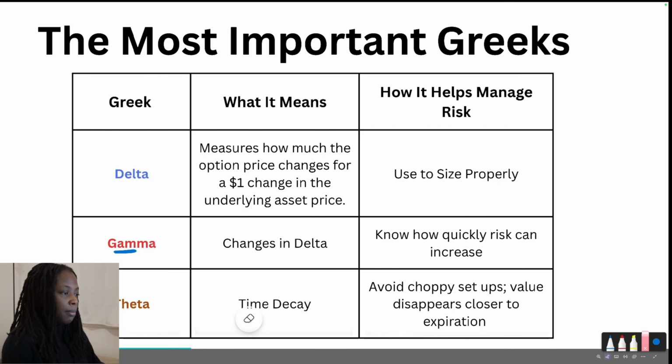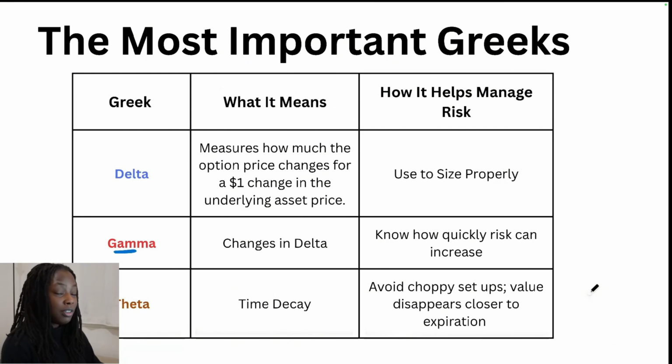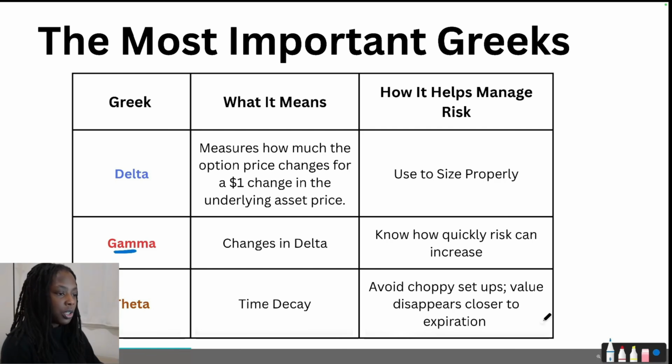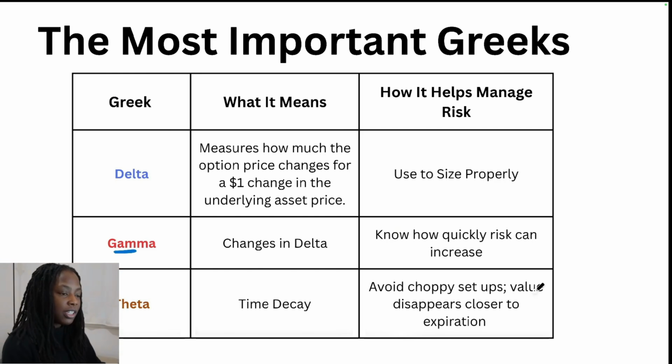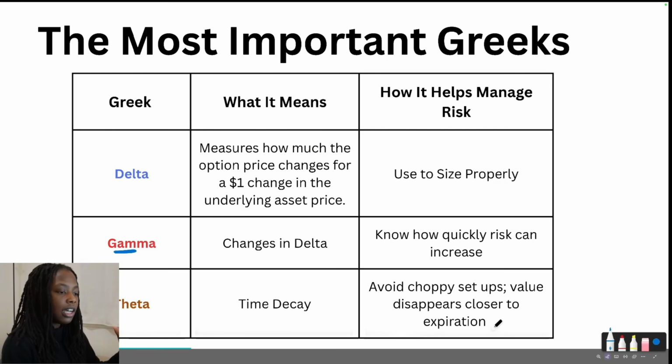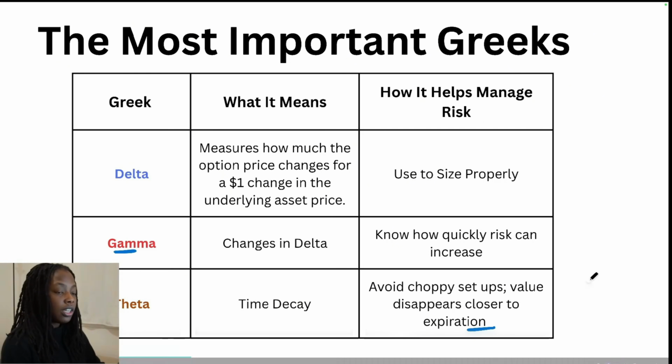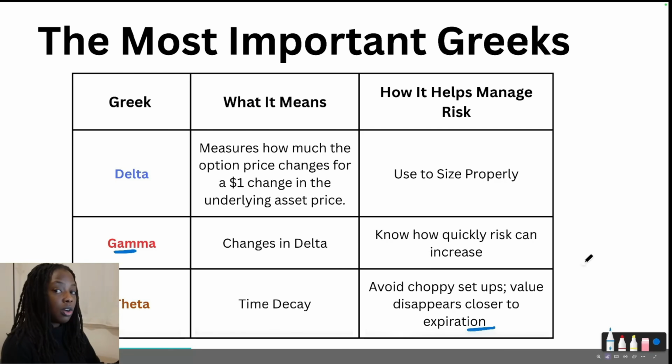Theta measures time decay. If you're an options trader and you trade weekly expiration, or some people that are even braver, they trade same-day expiry contracts, your theta comes into effect the closer you are to that contract expiration. So if you're trading weekly contracts, for example, this is the week of December 1st.